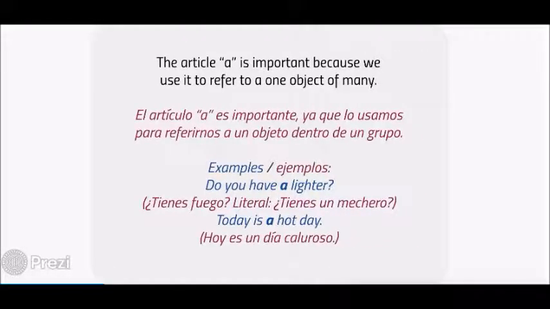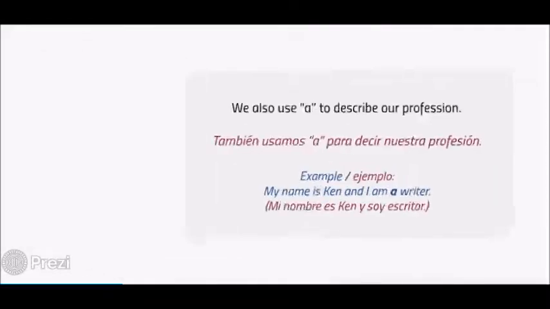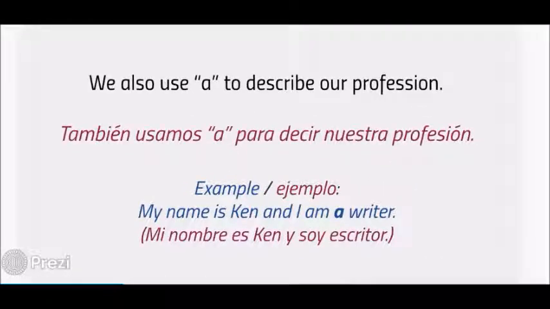The article a is important because we use it to refer to one object of many. Examples. Do you have a lighter? Today is a hot day. We also use a to describe our profession. Example. My name is Ken and I am a writer.